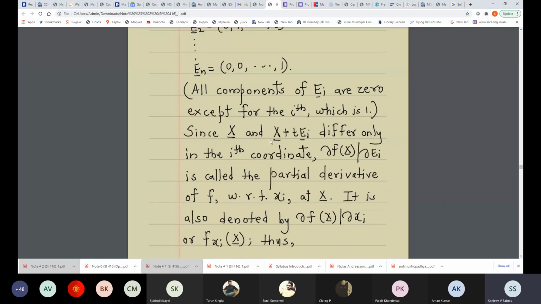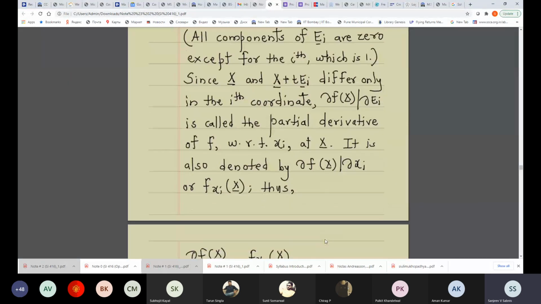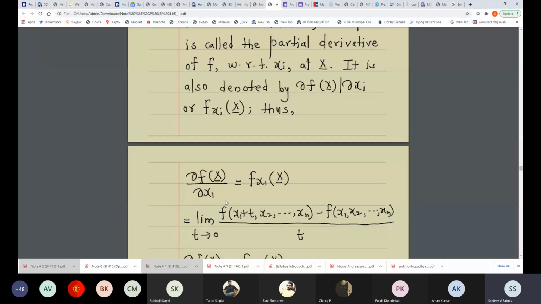Since x and x plus t Ei differ only in the ith coordinate, the directional derivative of f in the direction of the vector Ei evaluated at x is called the partial derivative of f with respect to xi, the ith element of x. It is also denoted by delta f by delta xi evaluated at x, or by f subscript xi evaluated at x, and thus by definition this is equal to this.